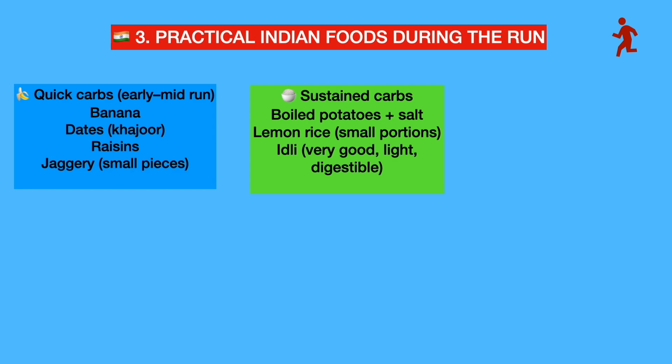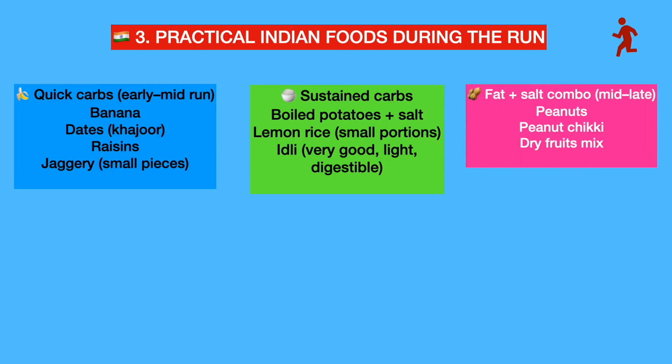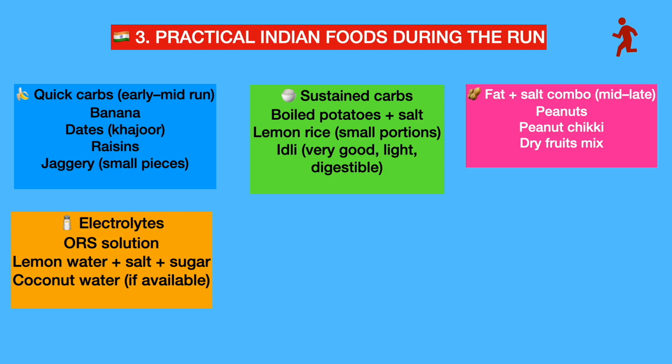During the middle to late period, a fat plus salt combo is provided. Peanuts, chikki, dry fruit, and potato chips or wafers are provided. OT Ultra also provided peanuts, chikki, and potato chips. Electrolytes are provided throughout the race in the form of ORS solutions, lemon water, salt and sugar, and at times coconut water. In the OT Ultra, pieces of real lemon were provided. This, used along with salt, provides the electrolytes and also gives you the zinc to spur you on.